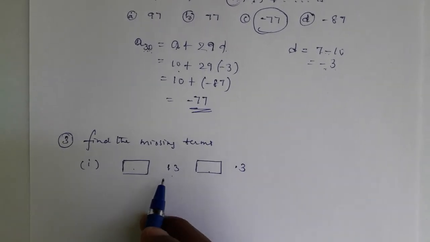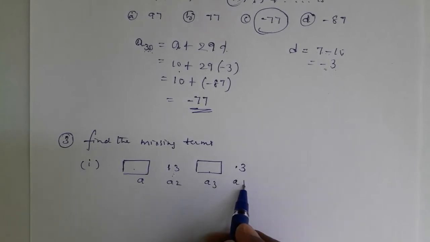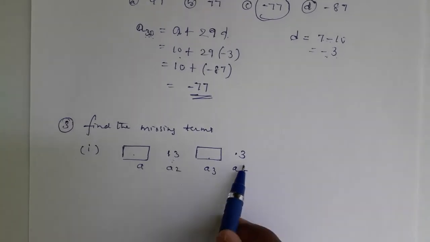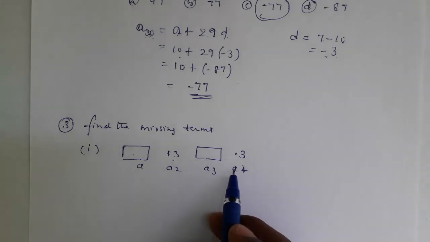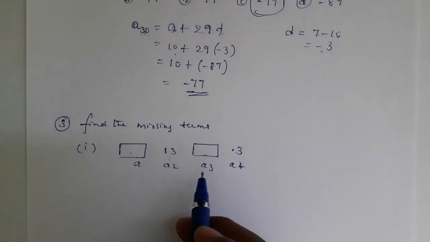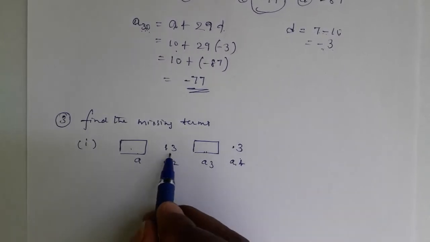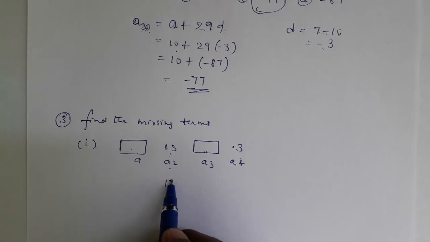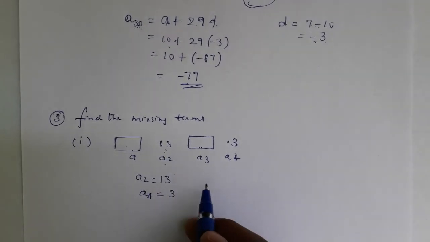Which are known? First you write that. This is A1, this is A2, this is A3, this is A4. We know the second and fourth, while the first and third are unknown. Once we get the common difference, it is easy. The common difference is the main thing. Once we get it, we'll get all the position numbers. So A2 we know and A4 we know. A2 is 13, A4 is 3.